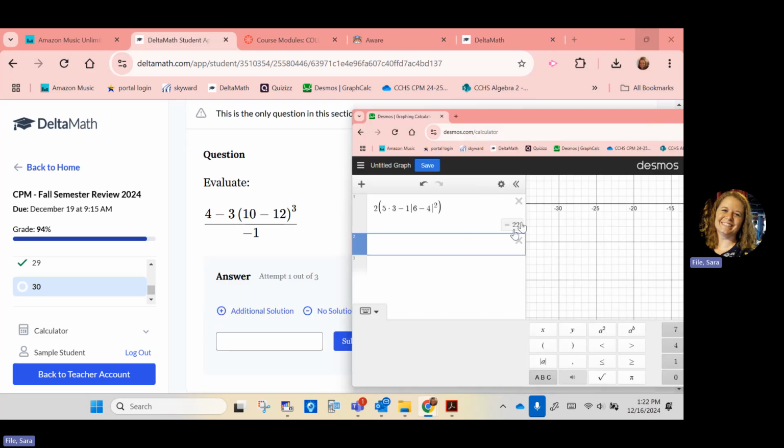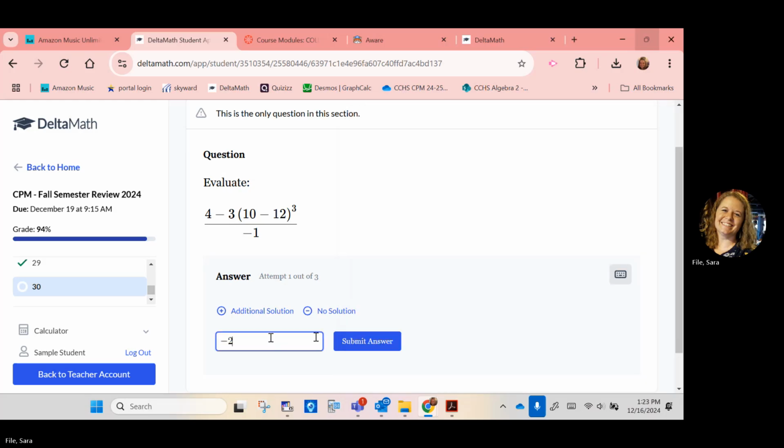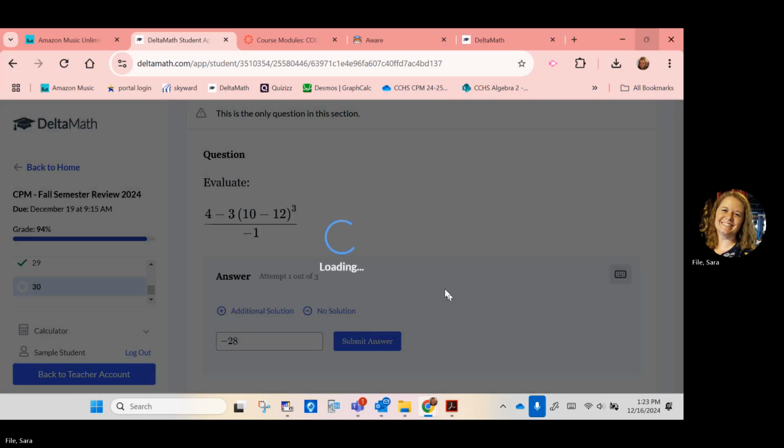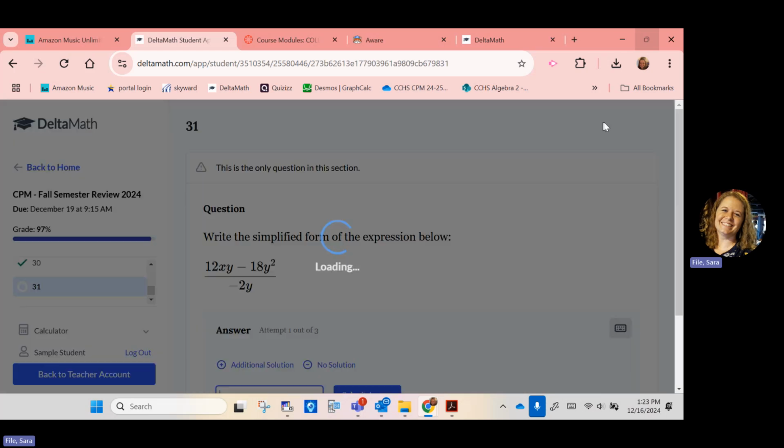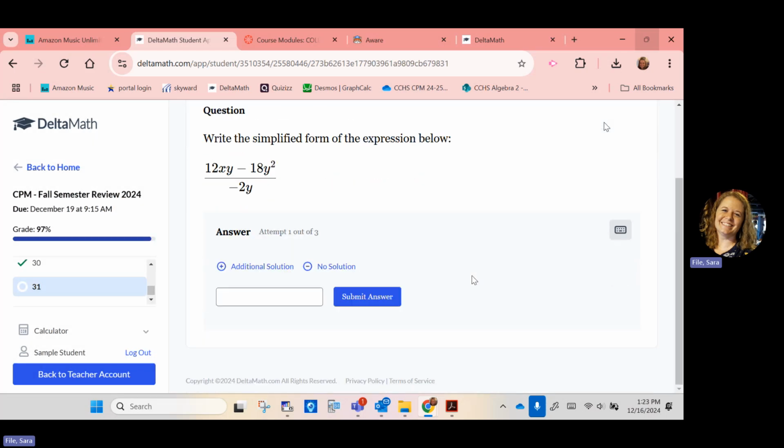Here's another evaluate. So I'm just going to type it in. Now, when I have a complex fraction like this, where there's a lot on top or bottom, I'm going to type in my divide symbol first, so I can go ahead and separate my top and bottom. So my bottom is just -1. And on top, I've got 4 minus 3, parenthesis, 10 minus 12, close parenthesis, cubed. -28. No reason to miss these evaluate ones when you get Desmos.